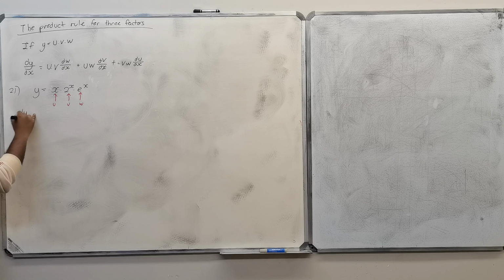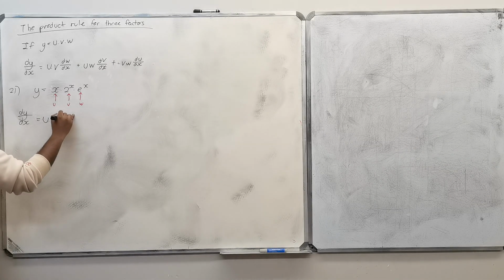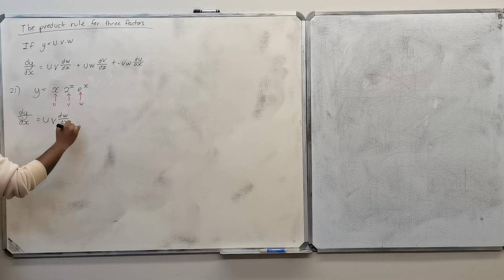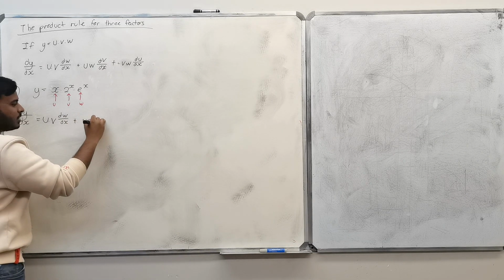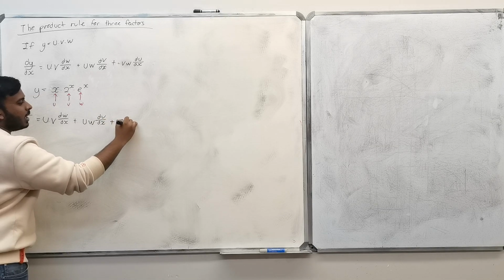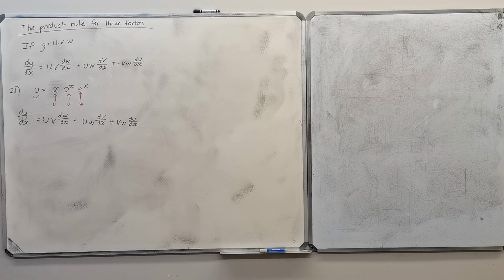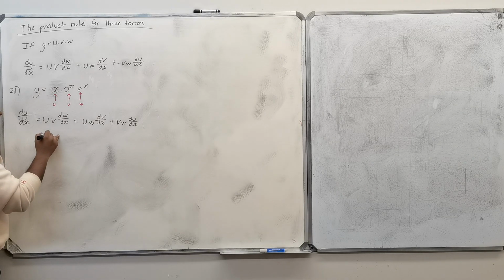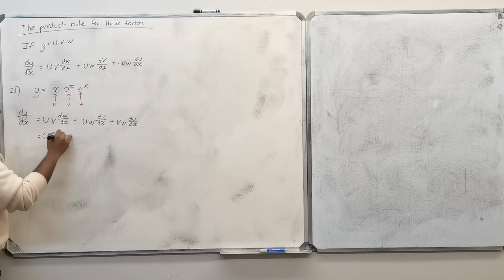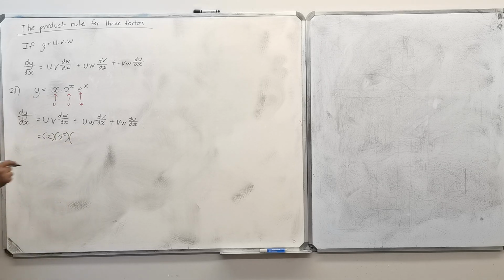Okay, product rule states that dy over dx is equal to u times v times dw over dx plus u times w times dv over dx plus v times w times du over dx. Cool. u is x, v is 2^x. They want to know the derivative of equation w with respect to x.